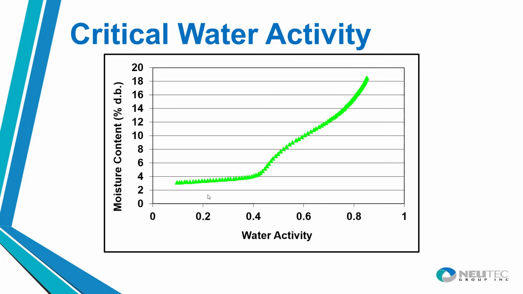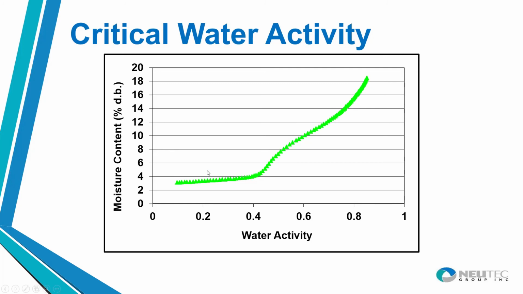And was there a strategy that could be used to effectively address this issue? So we started investigating, and one of the first things we did was obtain a dynamic isotherm for this powder, and that's what you see shown on the screen. An isotherm is the relationship between water activity and moisture content.